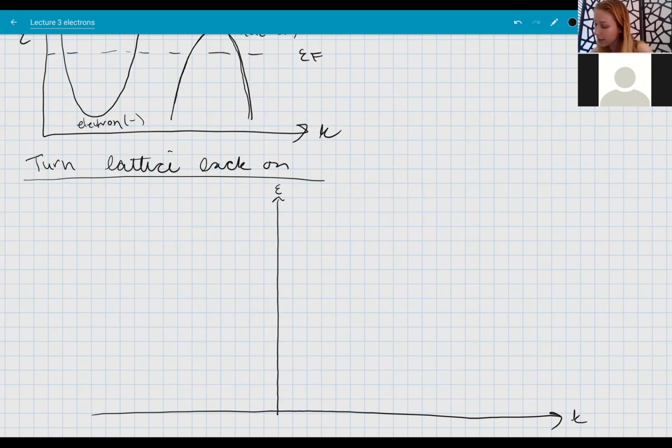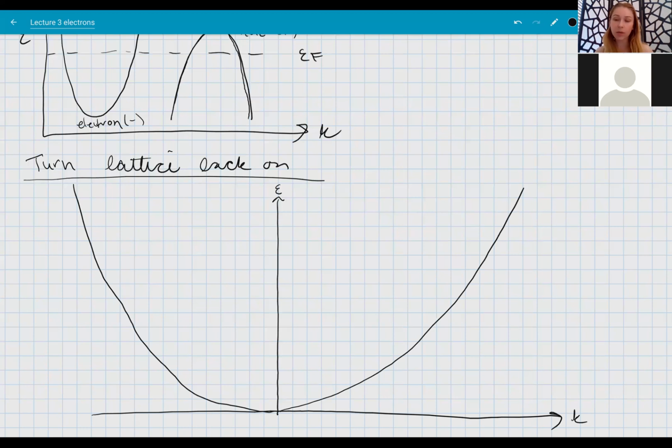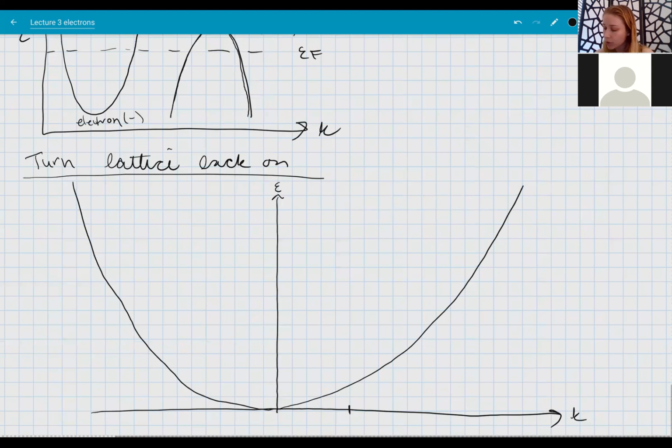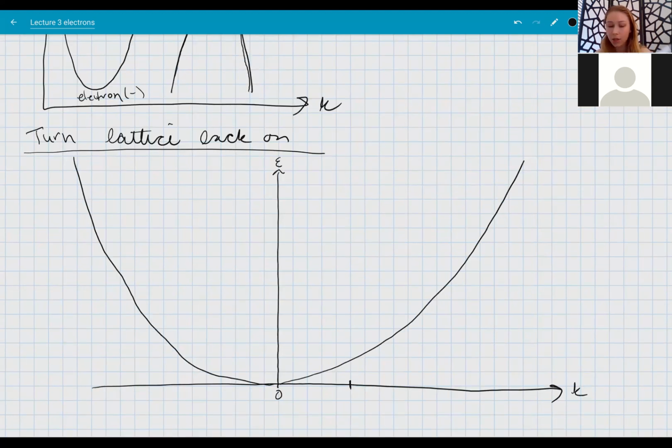If we just had a free electron gas, then I would just have a parabola, E equals h bar squared k squared divided by 2m. This is everything that I've been discussing thus far. When we turn on the lattice potential, the k-axis becomes divided up into what are called Brillouin zones. Basically, there's going to be some periodicity introduced, so there are going to be special values of k. In one dimension, it's pi over a.